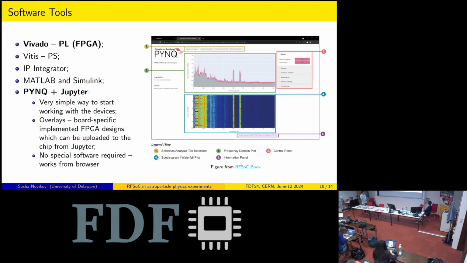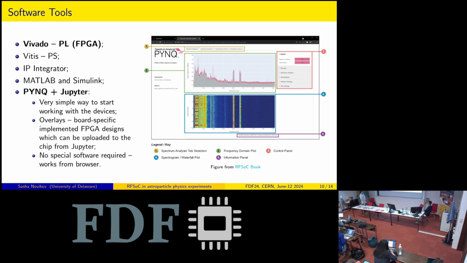So for this purpose, Xilinx has a very nice feature, PYNQ. Basically, you have PetaLinux running on one of the processors, and then you just literally talk to it using a web browser and Jupyter Notebook. But of course, for firmware, you cannot avoid using Vivado. I know some of our colleagues use MATLAB and Simulink, but I personally never did. I myself use Vitis, so directly PYNQ with Jupyter. And again, if you get an RFSoC evaluation board, you can start working with it right away.